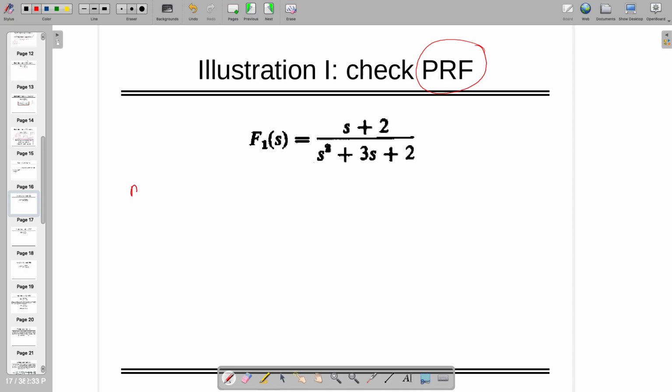So you have to find out m1, n1, m2, n2. So what will be the m1?